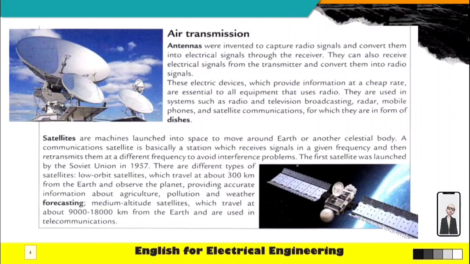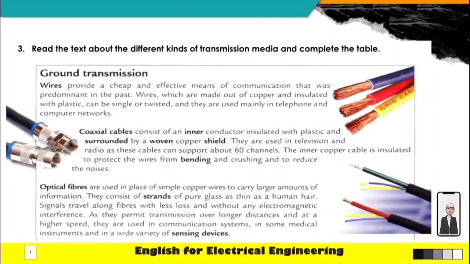There are different types of satellites: low orbit satellites, which travel at about 300 kilometers from the Earth and observe the planet, providing accurate information about agriculture, pollution, and weather forecasting. There are also medium altitude satellites, which travel at about 9,000 to 18,000 kilometers from the Earth and are used in telecommunications.